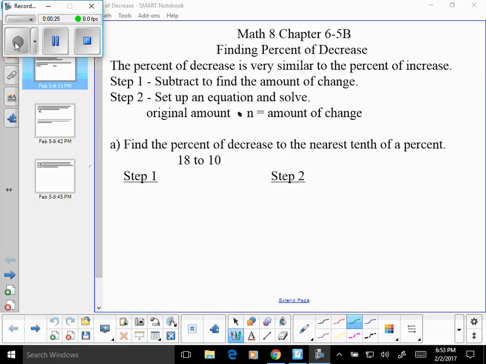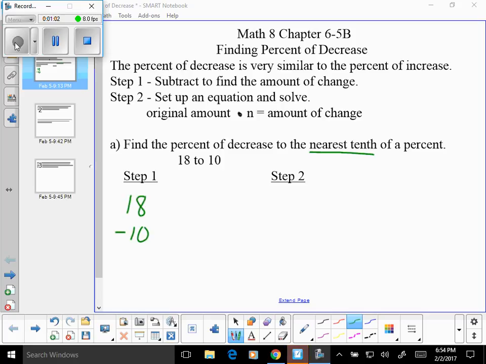Step 1. Big surprise, we are going to subtract to find the amount of change. Remember, that's the whole for percent as a decimal or fraction times the whole equals the part. That's why in step 2 you're going to set up the equation with the original amount times n, which stands for the percent in this case, equals the amount of change. And notice we're going to go to the nearest tenth of a percent again, just like we did in lesson 6.5a.